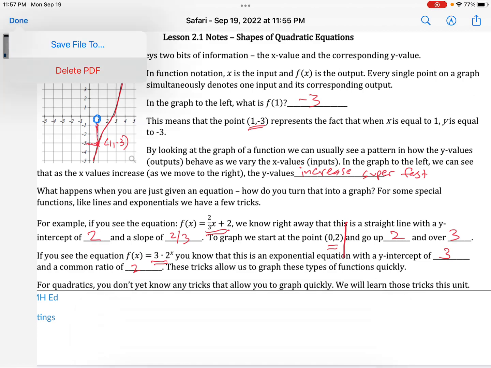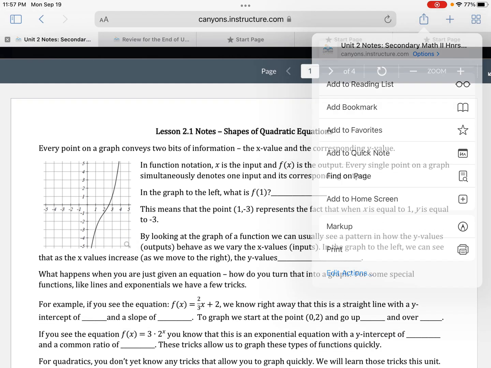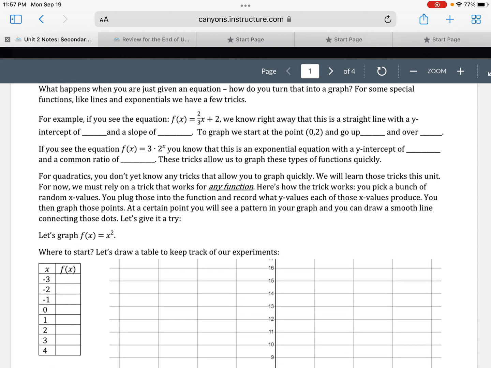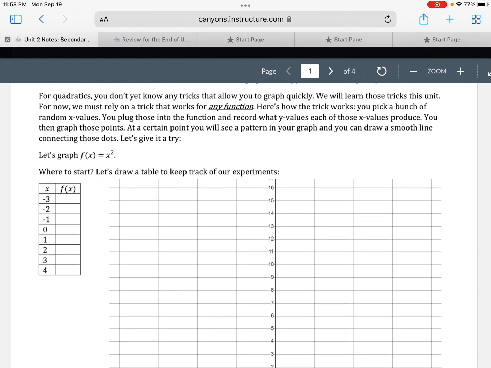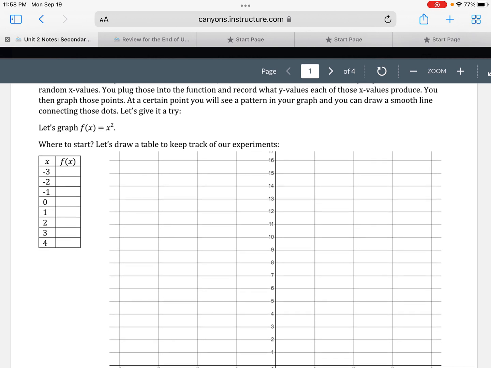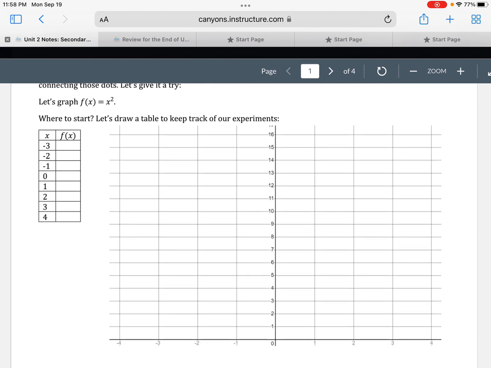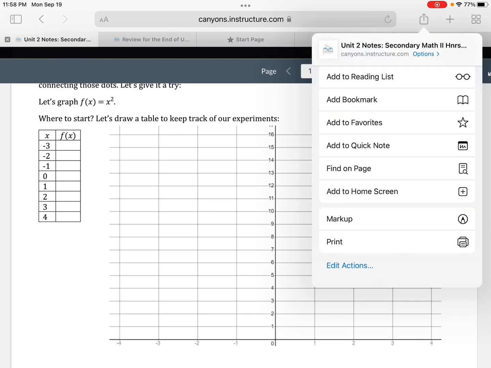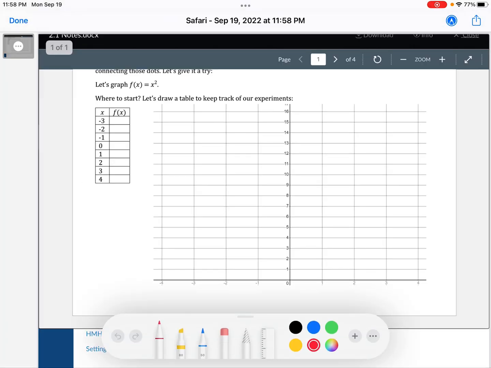So let's scroll down here. For quadratics, we haven't learned any cool tricks yet on how to graph things, but that's the whole point of this unit, to learn some cool tricks to graph our quadratics. So let's start by graphing this quadratic. Here we're given this equation, f of x equals x squared. To graph this, I just wrote down a bunch of x values.